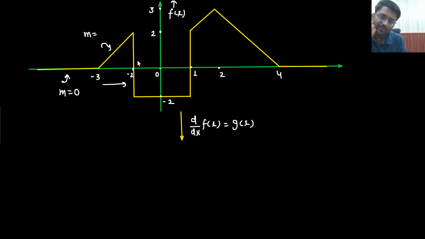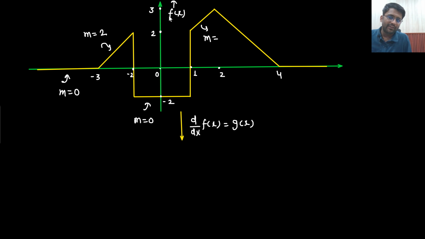Sir, x increases by 1, y increases by 2. So sir, the slope is 2 only. What is the slope here? Sir, x increases by 3, but y is not even increasing. Y remains the same, which is equal to minus 2. Slope is 0. What is the slope here?